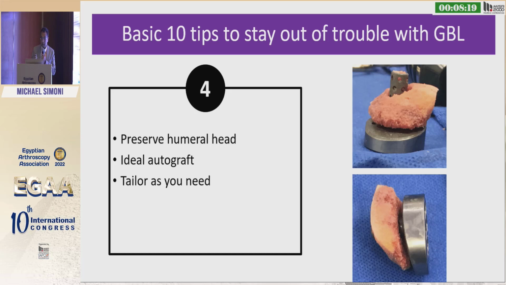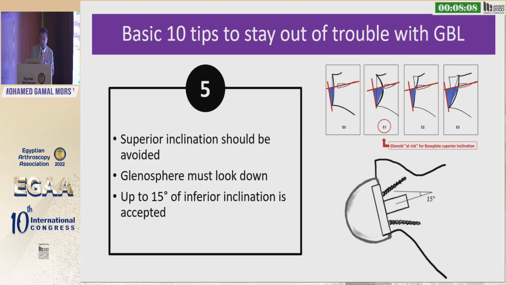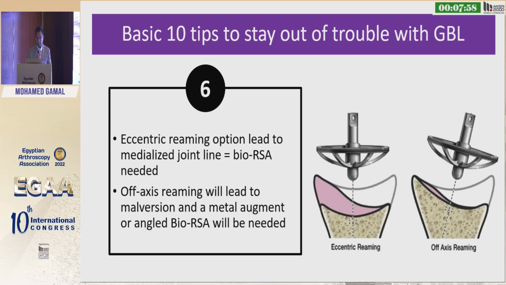Fourth, preserve the humeral head you cut and use it as an ideal autograft. Tailor it as you need, as you will see in the following cases. Fifth, please avoid superior inclination of your glenosphere. The glenosphere must look down. Up to 15 degrees of inferior inclination is accepted.